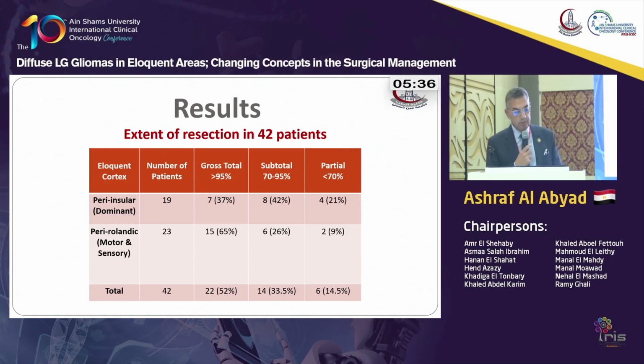As you can see, the extent of resection is much better in the perirolandic lesion, in the motor and sensory, about 65%, while it was only 37% in the language area, in the temporal area.